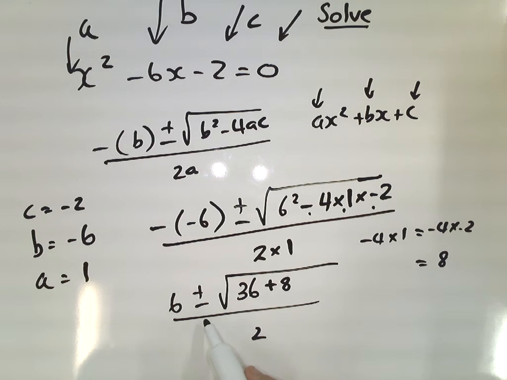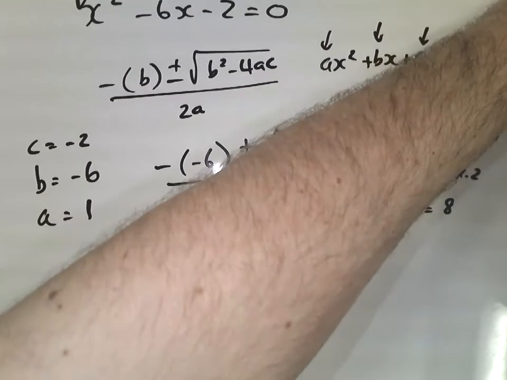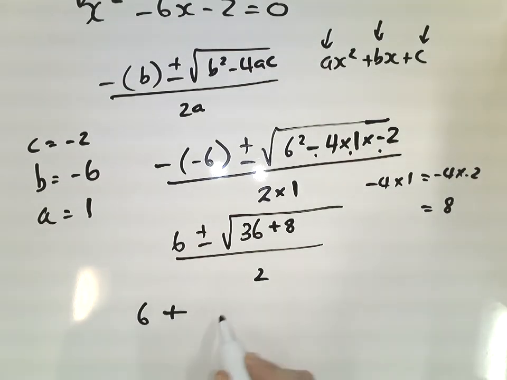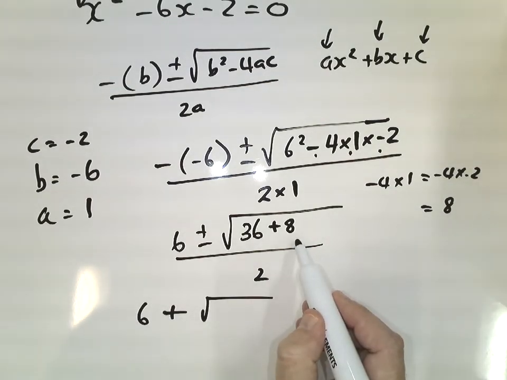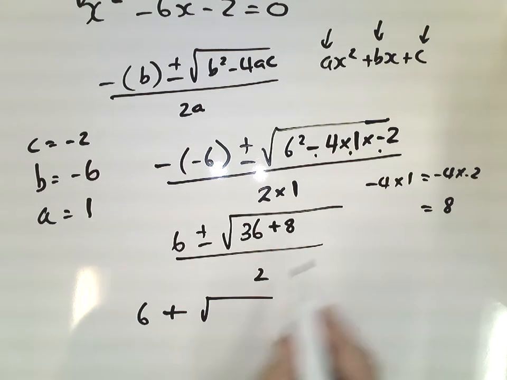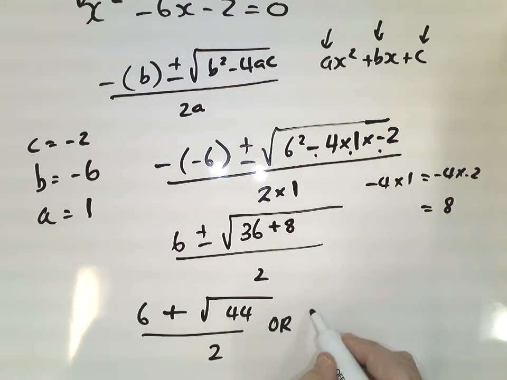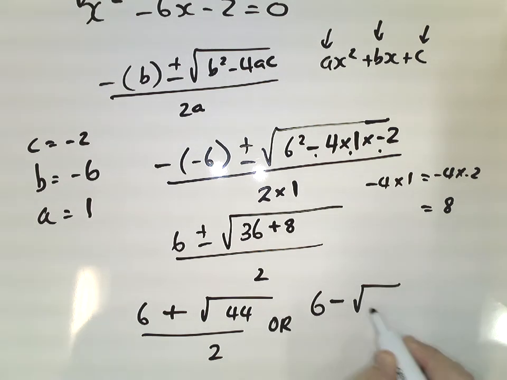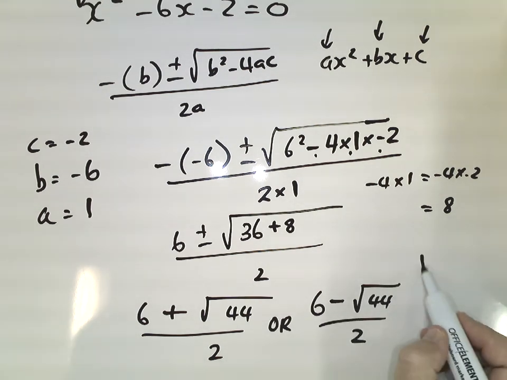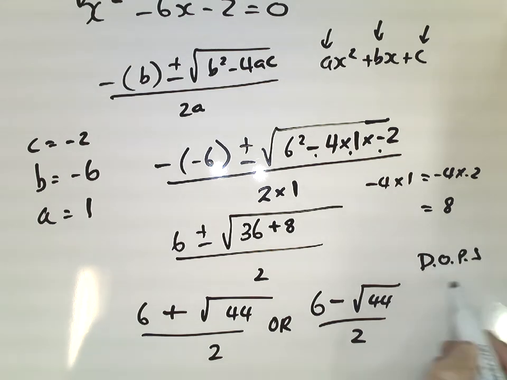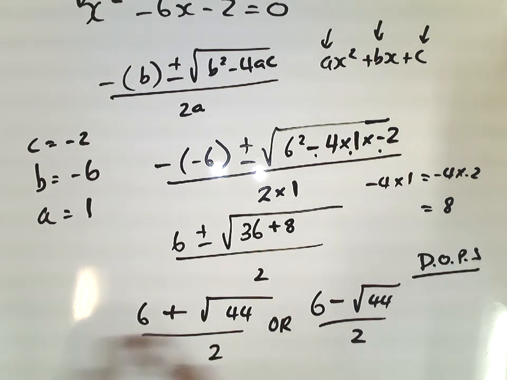Now, why do we have a plus and a minus here? Because we're going to get one solution that's going to be plus. Now, 36 plus 8 is 44, over 2, or we're going to get another solution, which is 6 minus the square root of 44 over 2. If we remember our difference of perfect squares in that completing the square, that's why we have those two particular answers. And then all we need to do is put them into a calculator.